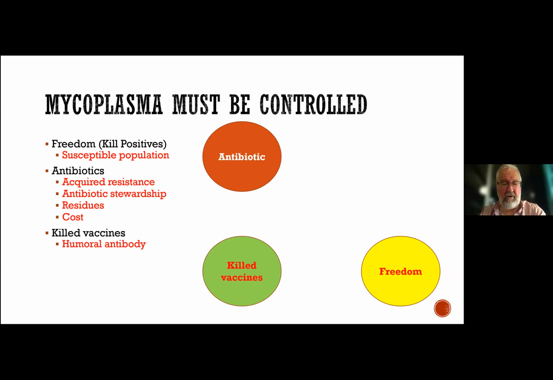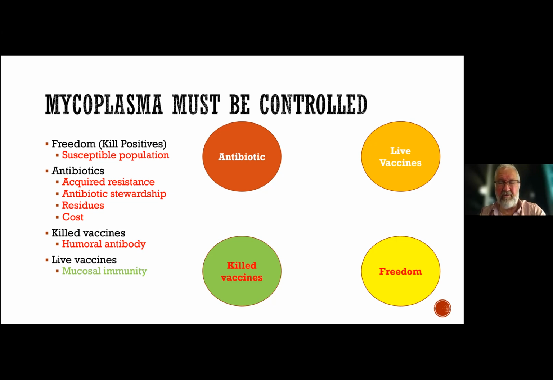Killed vaccines have some benefits, but not that many. They make a lot of humoral antibody. Unfortunately, for the protection of the chicken in the vaccinated generation and in the progeny, humoral antibody doesn't do very much. It might prevent some of the systemic manifestations, but it might not. Live vaccines, I think, are the state of the art if you can't do freedom. But what about, how do all of these things interact?